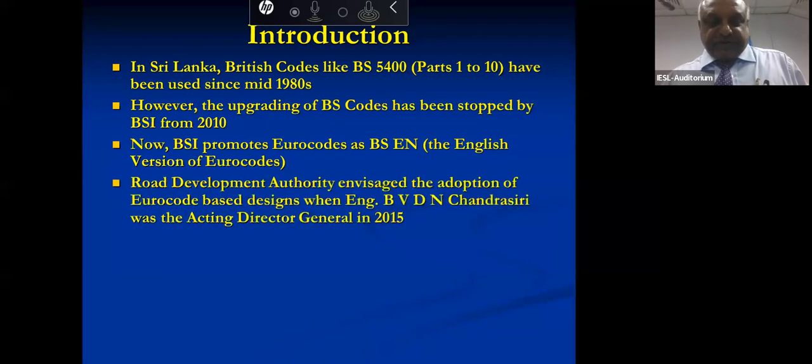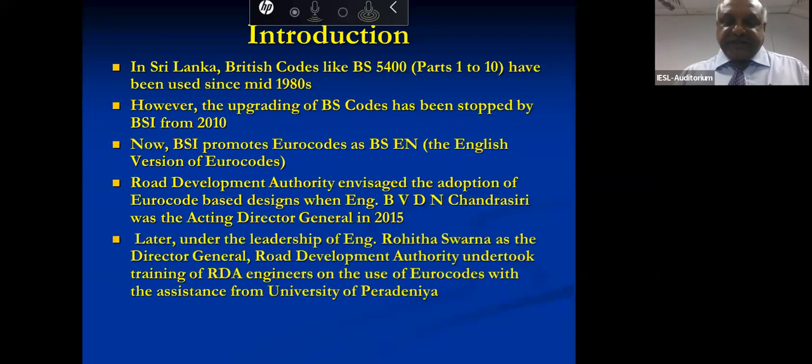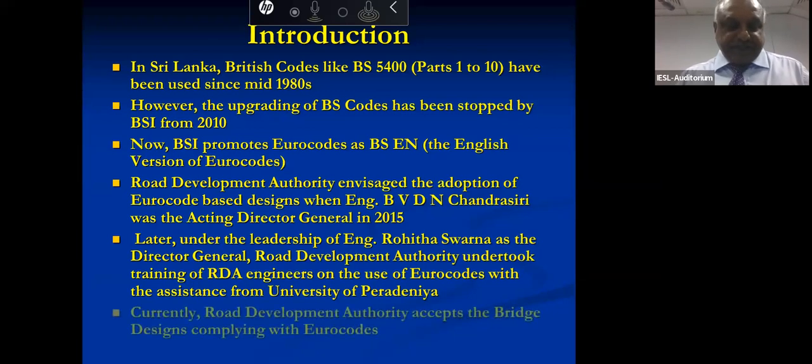When Engineer Himal Chandrasiri was the acting Director General in 2015, he initiated the change over to Eurocodes. After that, Engineer Rohitha Sarna became the Director General, and during his time the first structured training program was given to Road Development Authority engineers. It was all conducted by the Department of Civil Engineering, Peradeniya University. At the moment, RDA accepts only Eurocodes. They do not accept designs based on BS codes because they are no longer valid. They have stopped publishing.